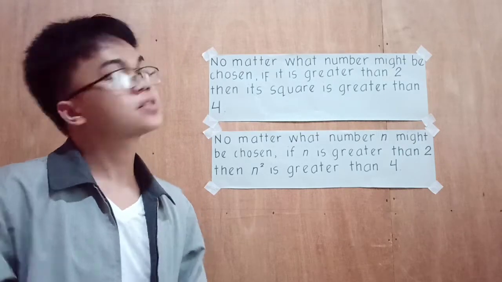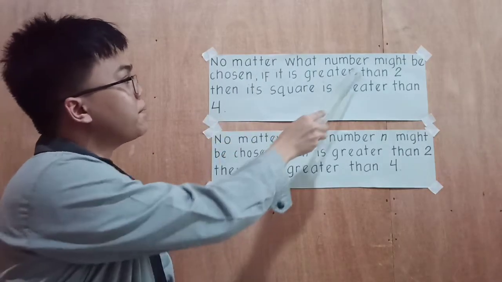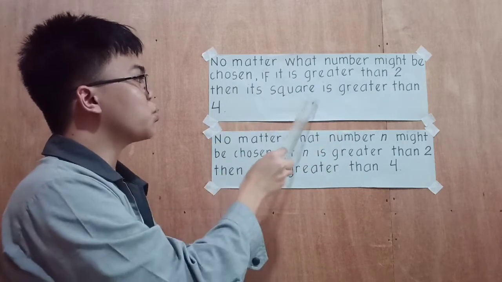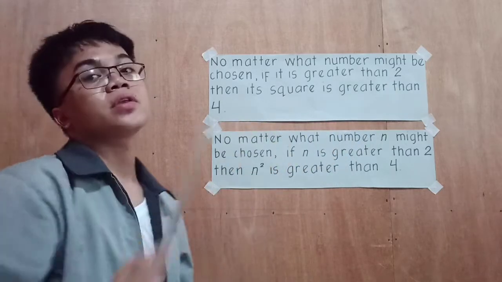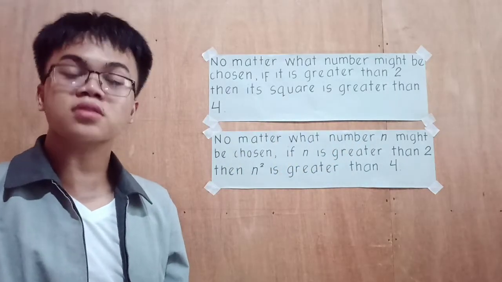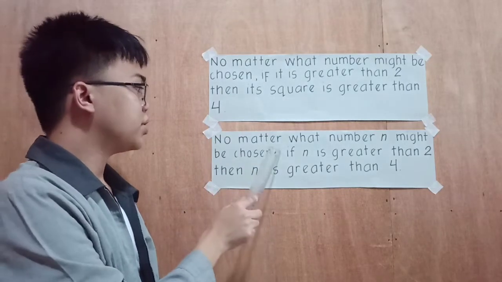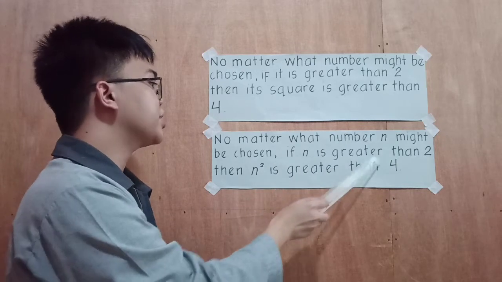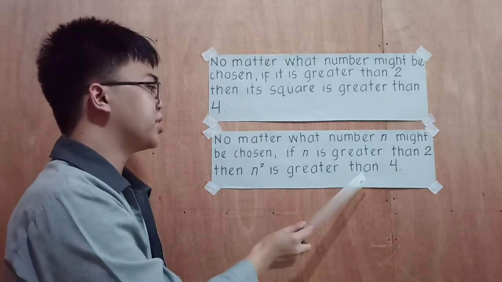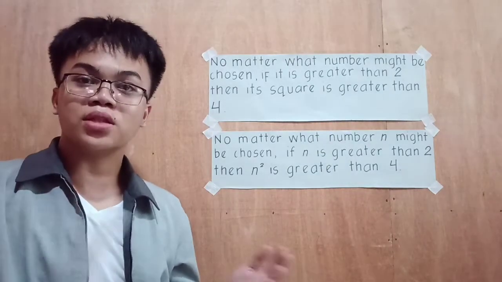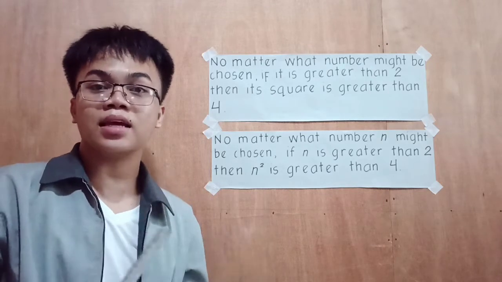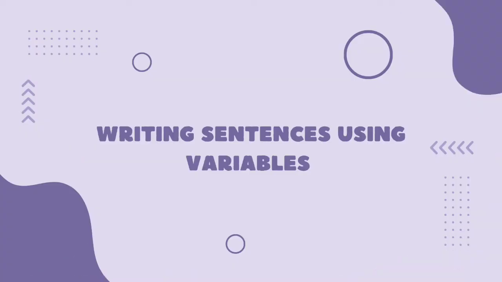Consider this sentence. No matter what number might be chosen, if it is greater than 2, then its square is greater than 4. So with the help of a variable, the sentence will be, no matter what number n might be chosen, if n is greater than 2, then n squared is greater than 4. So, kung mapapansin nyo dito, na-maintain natin yung generality ng sentence dahil lang sa pinalitan lang natin yung ambiguous word na it.